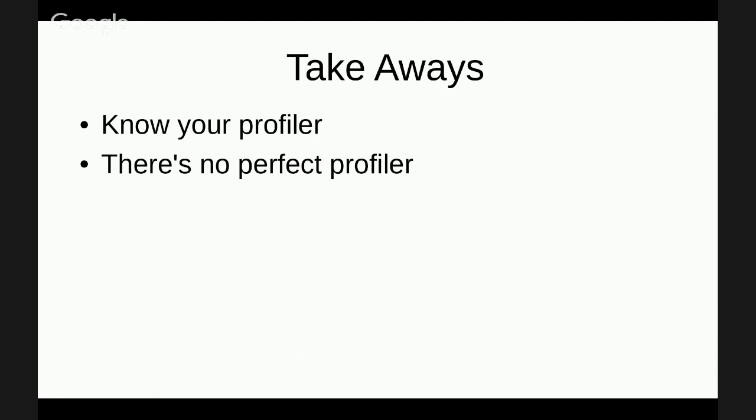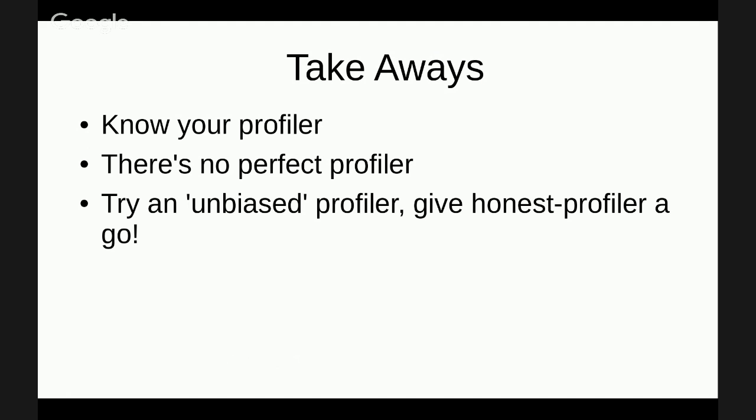The bonus with JVisualVM is that you'll see blocking code as well. So if there's blocking code where you don't expect it, with Honest Profiler, it's not going to show up, but with JVisualVM, it definitely will. Try an unbiased profiler, give Honest Profiler a go.